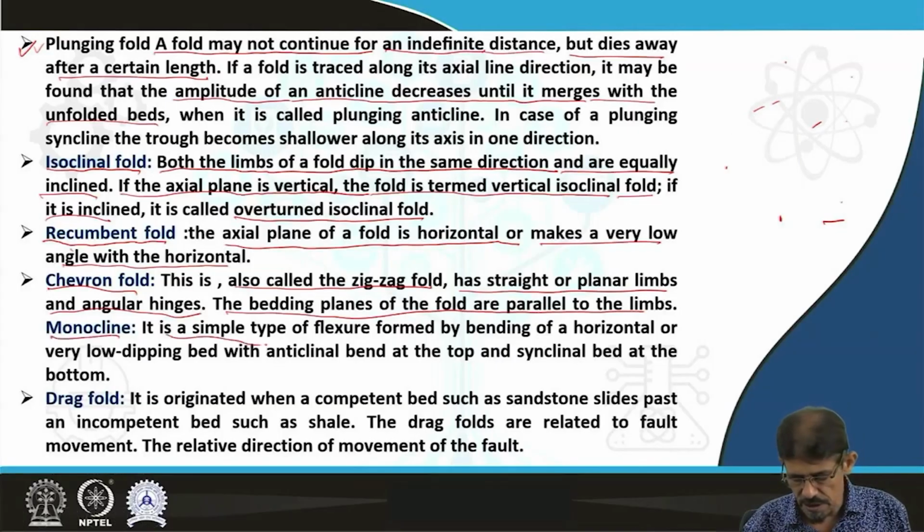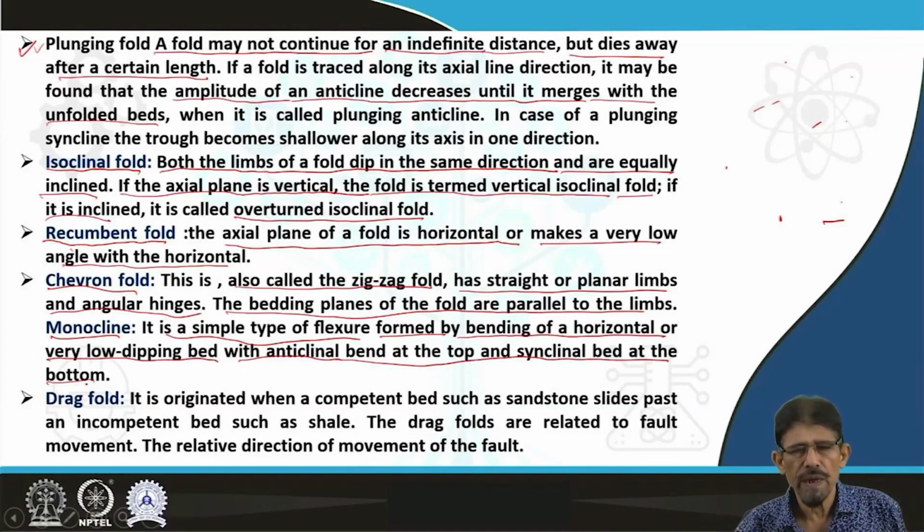Monocline is a simple type of flexure formed by the bending of horizontal or very low dipping beds, with an anticlinal bend at the top and a synclinal bend at the bottom. The next type of fold is a drag fold.